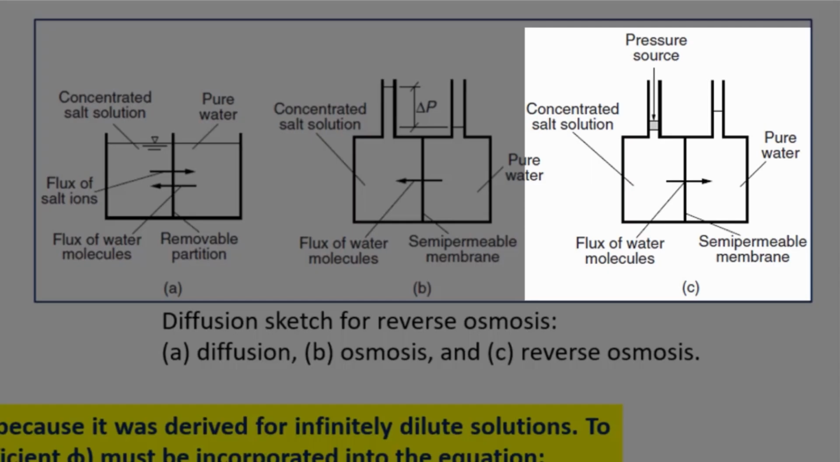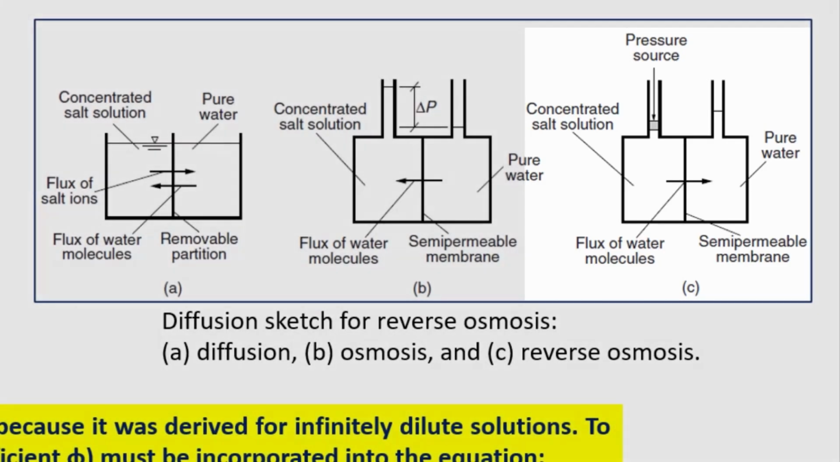Water would flow from left to right, that is, from the concentrated solution to the dilute solution. The process of causing water to flow from a concentrated solution to a dilute solution across a semipermeable membrane by the application of an external pressure in excess of the osmotic pressure is called reverse osmosis.